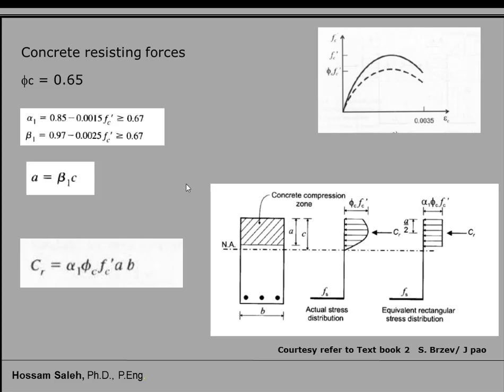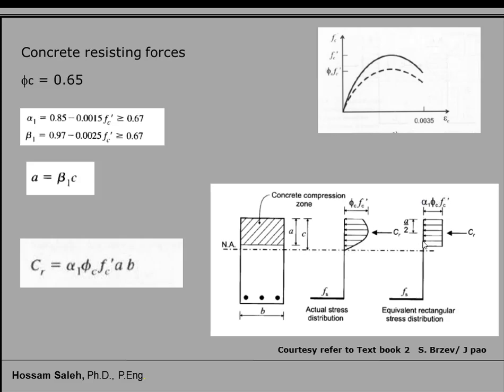The value of alpha 1 is 0.85 minus 0.0015 f prime c, and it should be bigger than or equal to 0.67. If you are using material or f prime c from 25 or 30, alpha 1 will almost be 0.8. So we can use alpha 1 for f prime c up to 35 Newton per millimeter square, so alpha 1 can be 0.8. So if you multiply alpha 1 0.8, phi c is 0.65 times f prime c, which you can choose from your supplier or based on your design. So I know this parameter here.